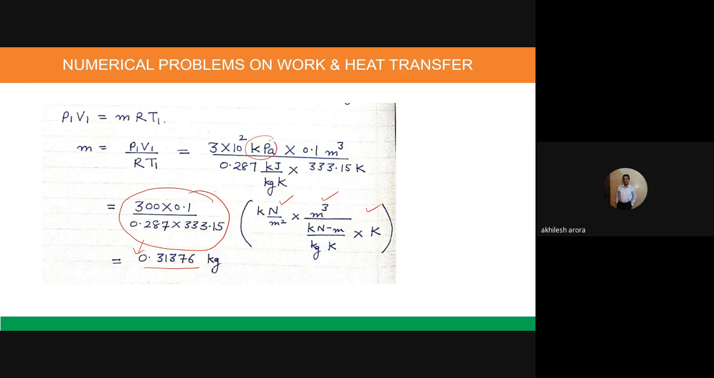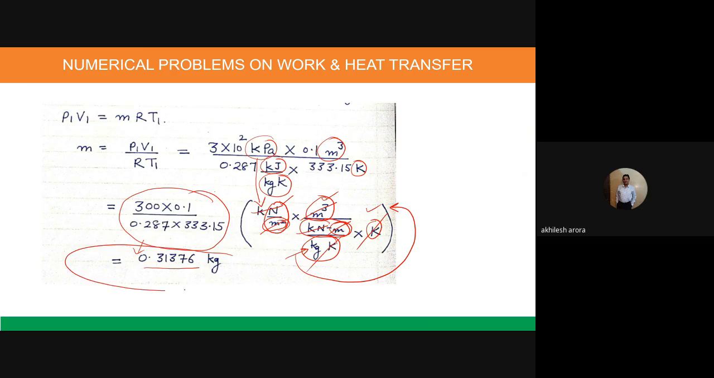For kilopascal, I have written it as kilo Newton per meter square. This is meter cube. Kilojoule can be written as kilo Newton meter, then kg Kelvin, and Kelvin here. So this Kelvin and Kelvin cancel out. This kilonewton and this kilonewton cancel out. This is meter square and meter, so it becomes meter cube. This meter cube cancels out, and we are left with only kilogram. So this can be taken in numerator. So the value of mass comes out to be 0.31376 kgs.